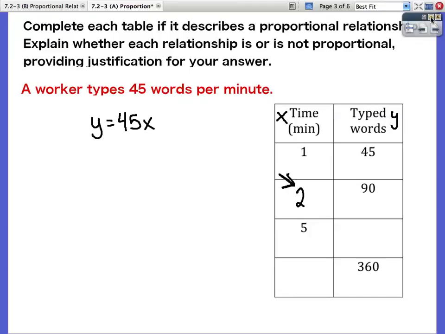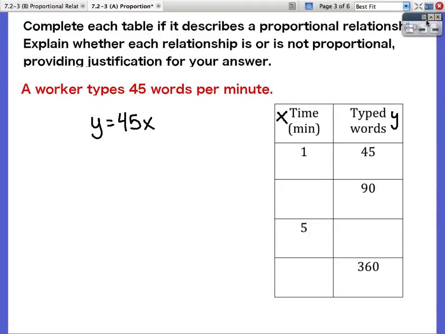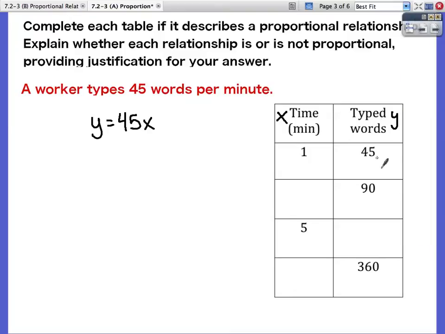Now, in this particular case, the 1 and the 45 were filled in. But as you can see, the first blank that I had to fill on this table wasn't an output. So I kind of had to work the rule backwards to get the input value. This is what I mean. In this particular case, just on this line right here, it told us the output was 90. So that's the y. I'm going to plug that in for y. And then we don't know what x is, but we know the rule is 45 times x.